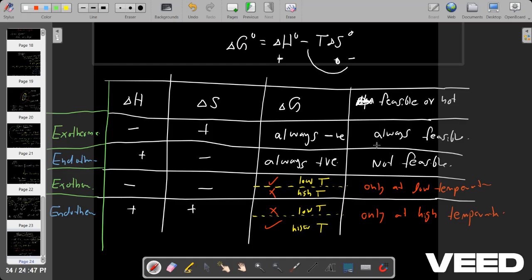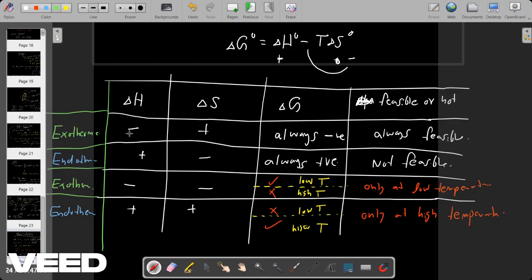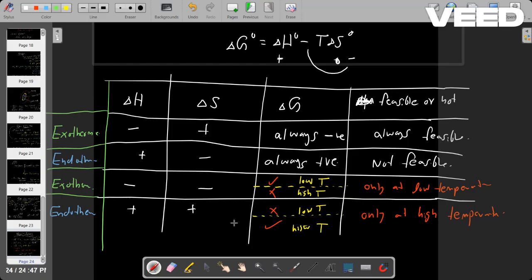Right? In exothermic reactions, when the entropy is negative, it depends on the temperature. Right? At high temperature, not feasible. At low temperature, it is feasible. In endothermic reactions, when the entropy is increasing, at high temperature it is feasible, low temperature not feasible.